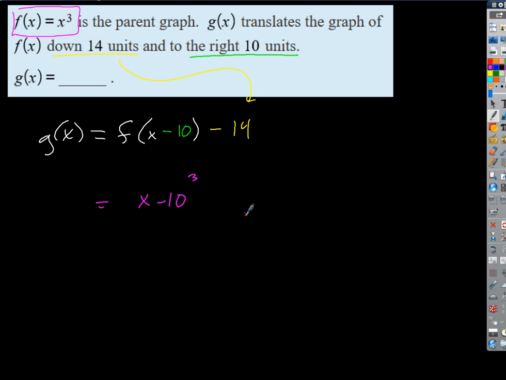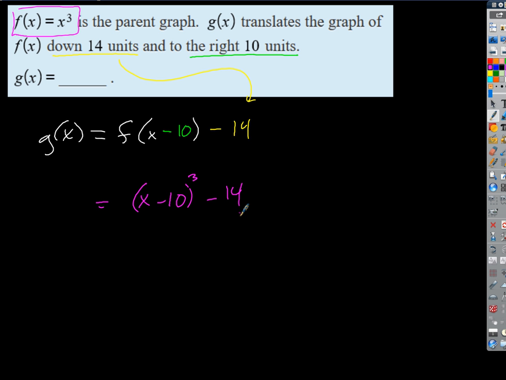I need parentheses. What am I telling the math gods here? It's just x minus 1,000, 10 cubed, right? That's not what we want. We want the whole input, x minus 10, cubed. And then this minus 14 doesn't change at all. That's outside the function. Okay, you get the idea?